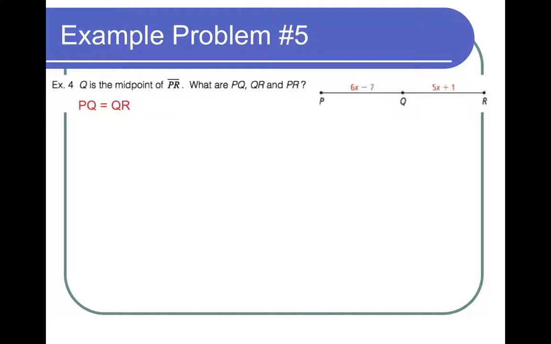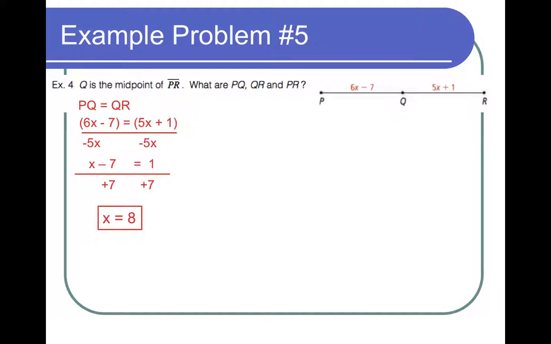And now we just substitute in. PQ is 6x minus 7, and QR is 5x plus 1. So I'm just going to put those values in. Now I can just solve for x, isolate x, and I get x equals 8. And then again, I just substitute in. So in this case, I have 6x minus 7, so I'm going to call that 6 times 8 minus 7. Multiply that out, that's 41.